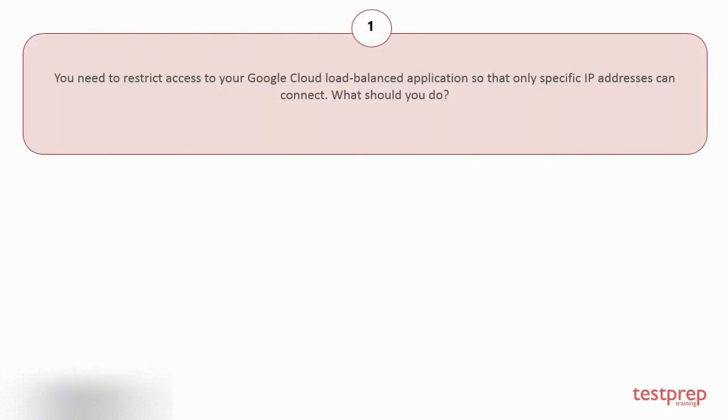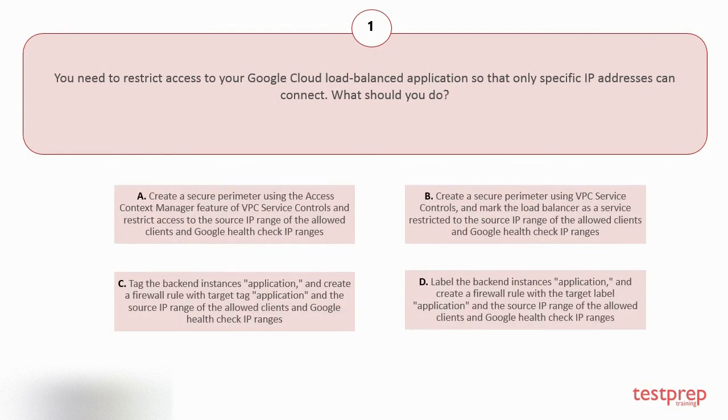You need to restrict access to your Google Cloud load balanced application so that only specific IP addresses can connect. What should you do? Your options are: A. Create a secure perimeter using the Access Context Manager feature of VPC service controls, and restrict access to the source IP range of the allowed clients and Google Health Check IP ranges.